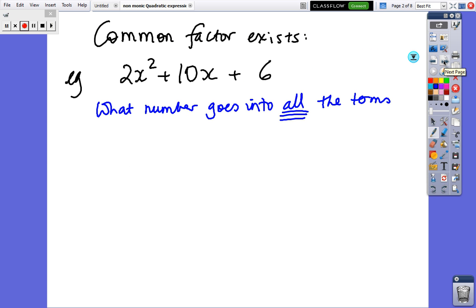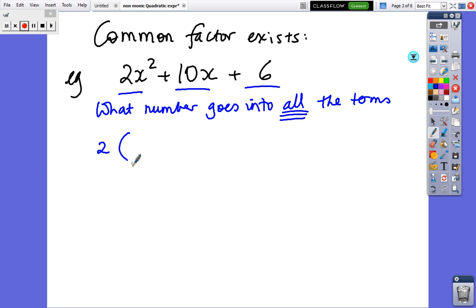Okay, so we're looking at common factor does exist. For instance, 2x squared plus 10x plus 6, what number goes into all the terms? Can you think of a number that goes into the first term, second term, and the third term? Think about it and write that number down. And when you're ready, come back. Okay, the number you should have found is 2.